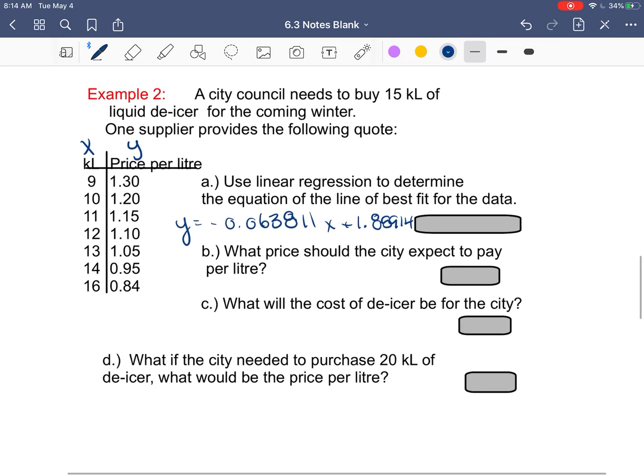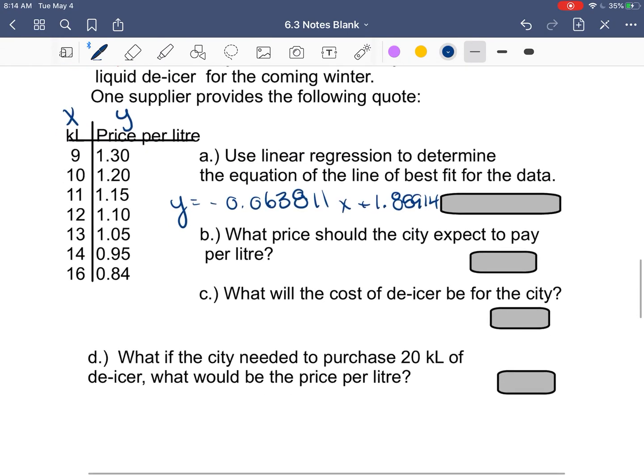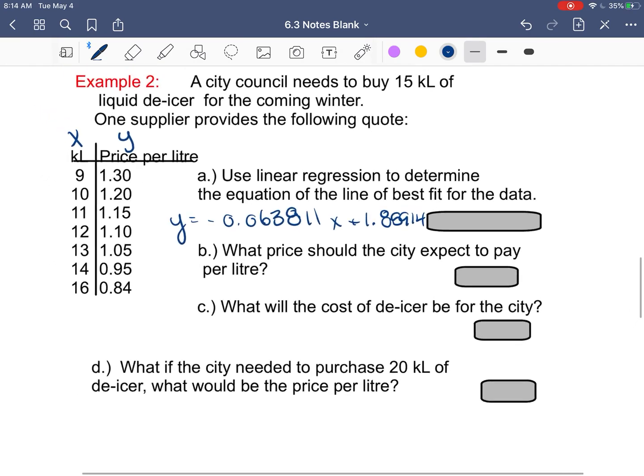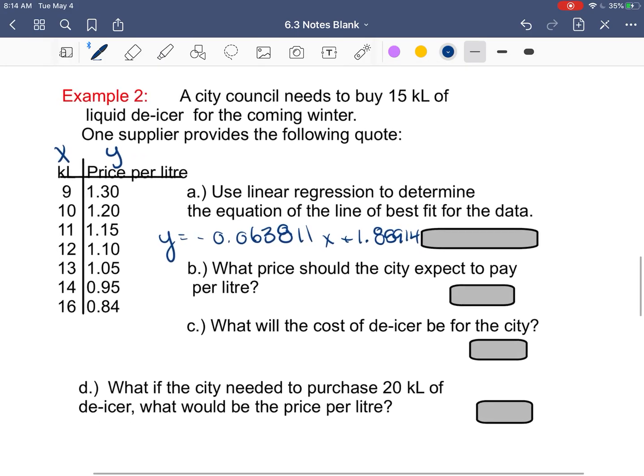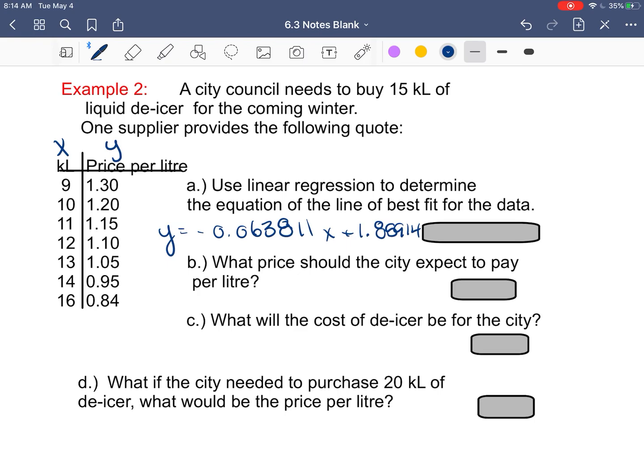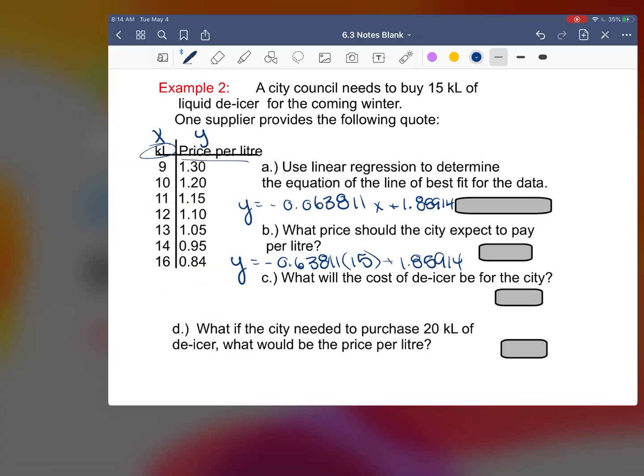Currently, everything we have is in kiloliters. So we want to find a y value for an x value of 15. We were given x in kiloliters and y as the price per liter. There are two ways of doing this. One way is to say y is equal to negative 0.63811 times an x value of 15 plus 1.85914. But we can also use Desmos.